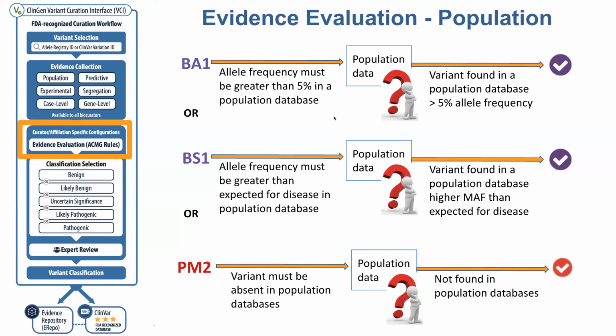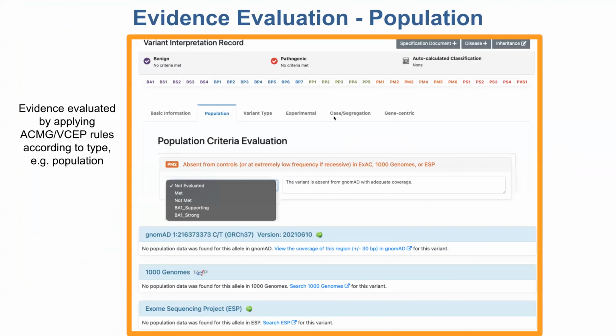Looking to the VCI, as I pointed out earlier, all of the ACMG codes are found in the header of each page in the VCI in a banner. And you'll note that currently all of these codes have a white background. That shows that none of these criteria have been evaluated yet. So each code is a link. If you click on it, it will take you directly to the location in the VCI where you can evaluate that evidence for that specific criterion.